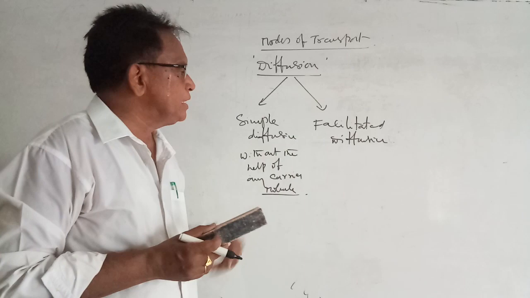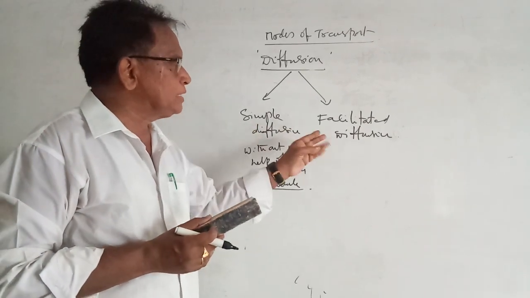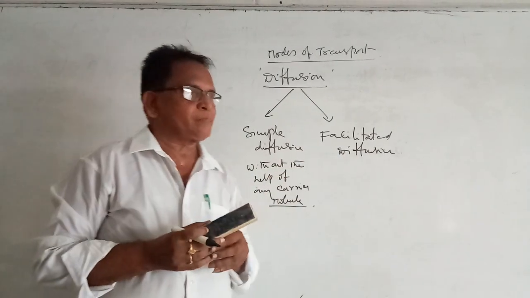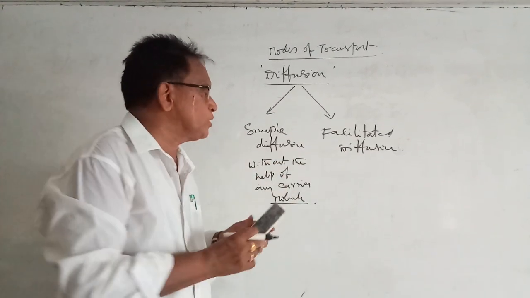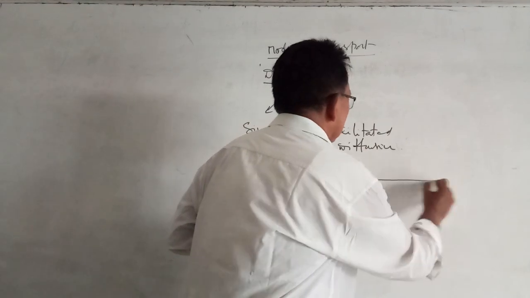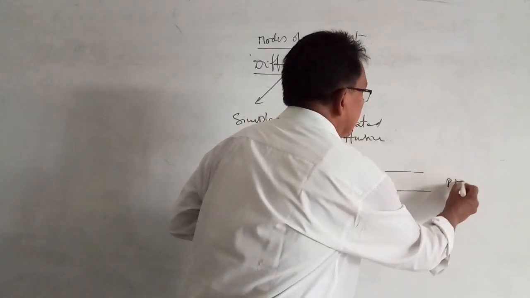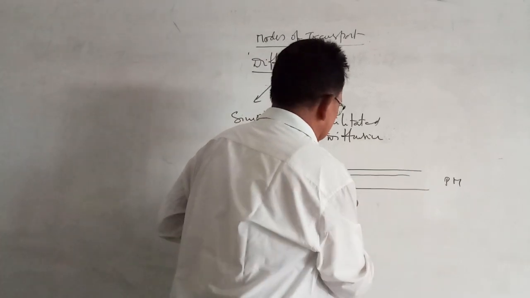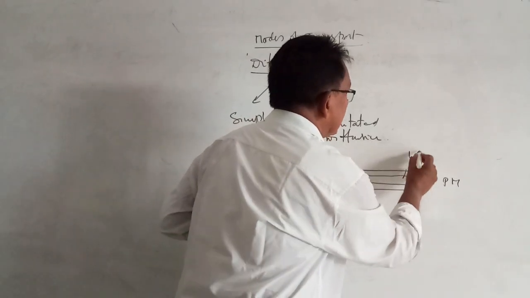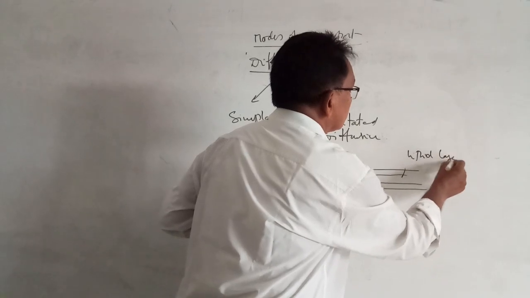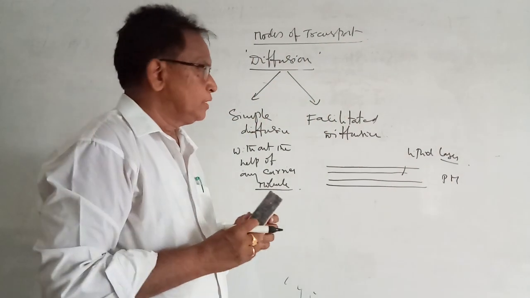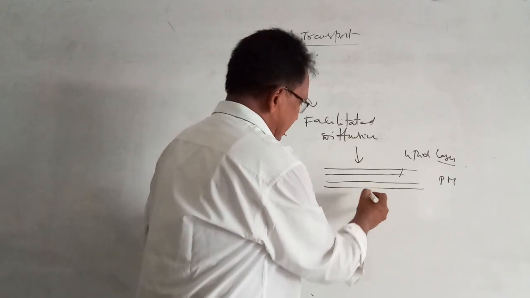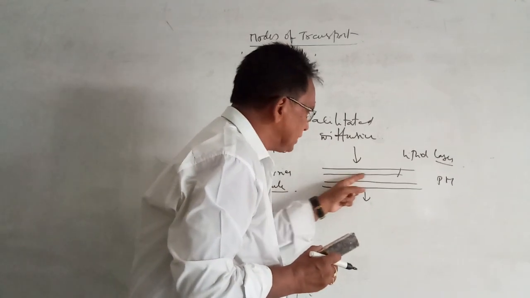The second important item under this diffusion is facilitated diffusion. This is somewhat different. Normally, if we observe the plasma membrane, this is the plasma membrane. Inside the plasma membrane there is a lipid layer. And any molecule that enters into the plant, first of all, should be dissolved in this lipid layer.